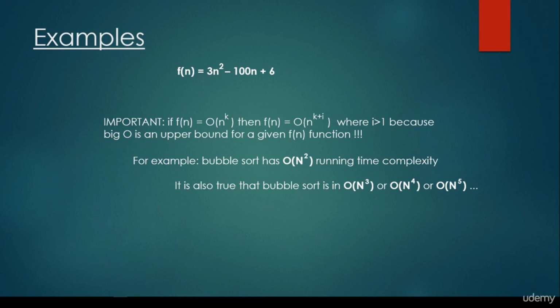Simple math. So for example, bubble sort has O(n squared) running time complexity. Then it's also going to be true that bubble sort is in O(n cubed), or O(n to the power of 4), or O(n to the power of 5), or n to the power of 1000. It's going to be true as well, because this is how big O notation works.